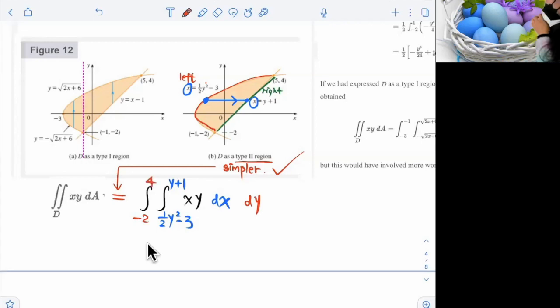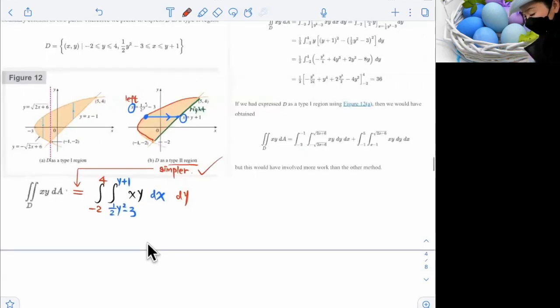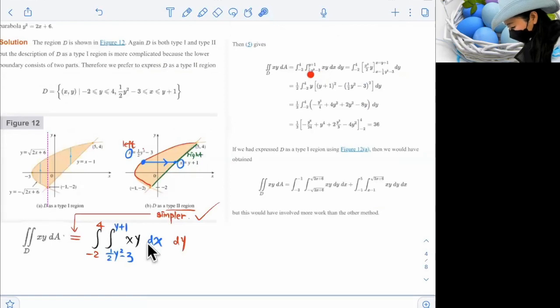You just set up the integral, right? It's not too bad, right? It looks like it's simpler this way, which is exactly what they have over here. And if you do the result and you calculate, the result should be 36.